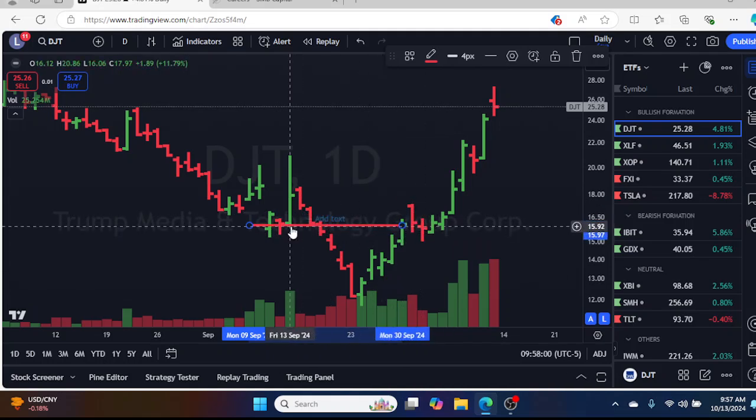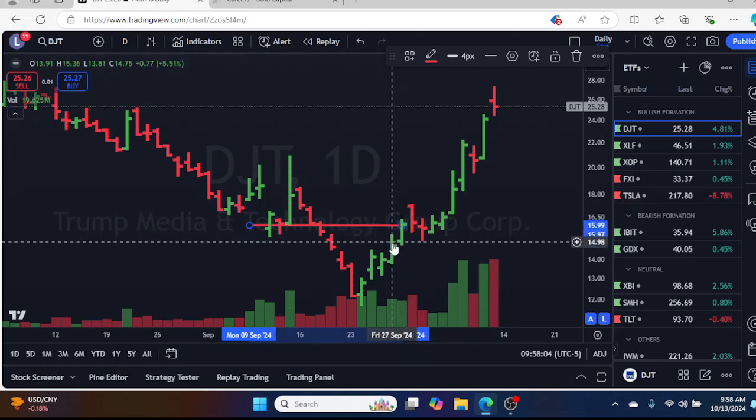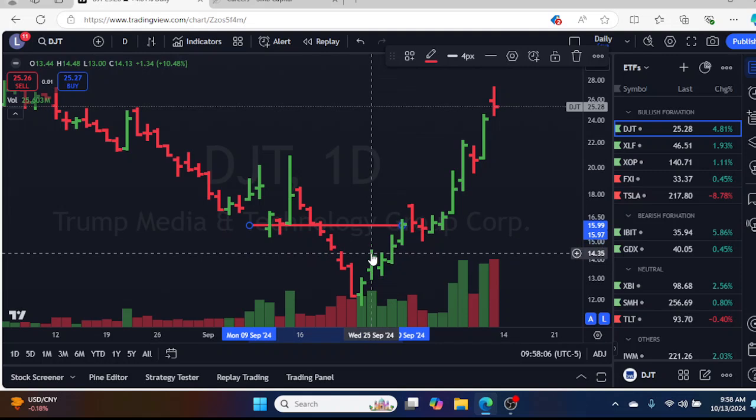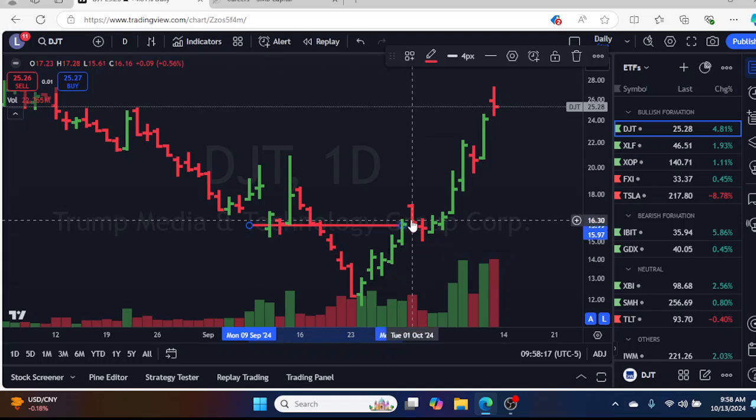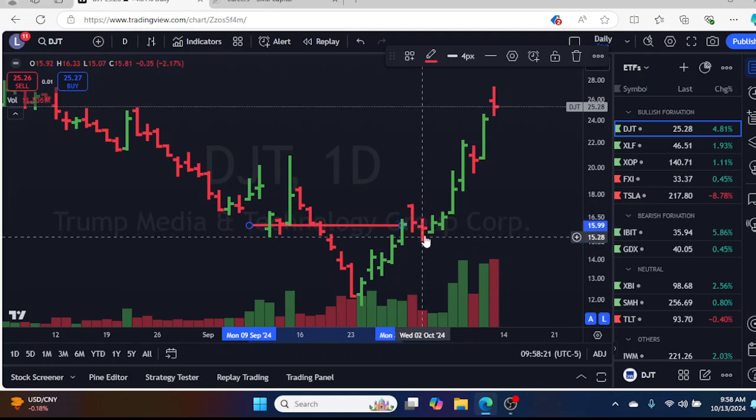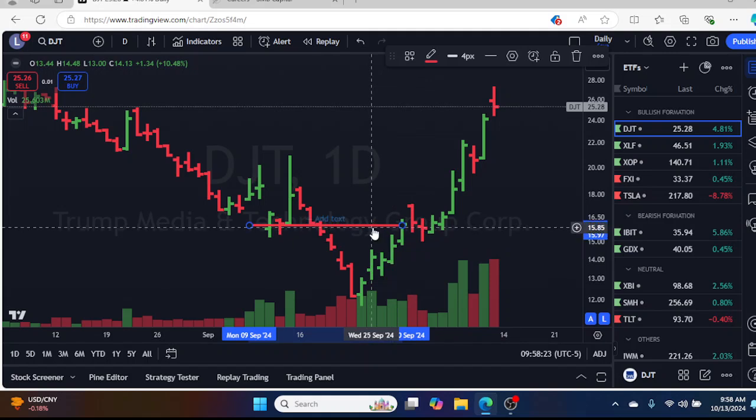So we've tested this main bar right here. We've got a red bar, but I'm looking at the next rate of change bar. So here's one right here. It is on September 25th, and here's one right here on Friday, September 27th. This bar right here is where it actually comes down.